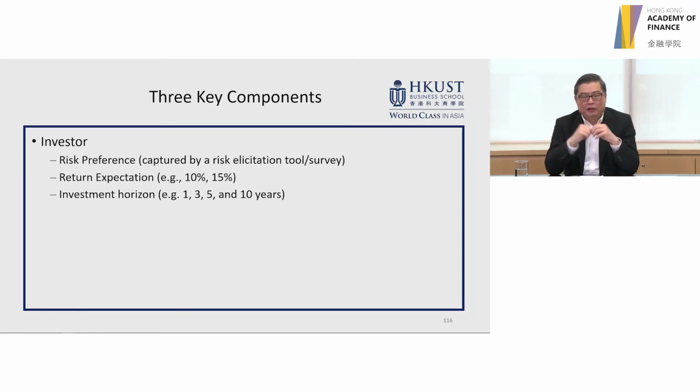The second part, we ask, what is your return expectation? What do you expect in 5 years' time, in 10 years' time? What is the annual return from the investment? And then the third is the investment horizon. Is it 1, 3, 5, or 10 years? So based on these 3 factors, a recommendation will be made to the investor.